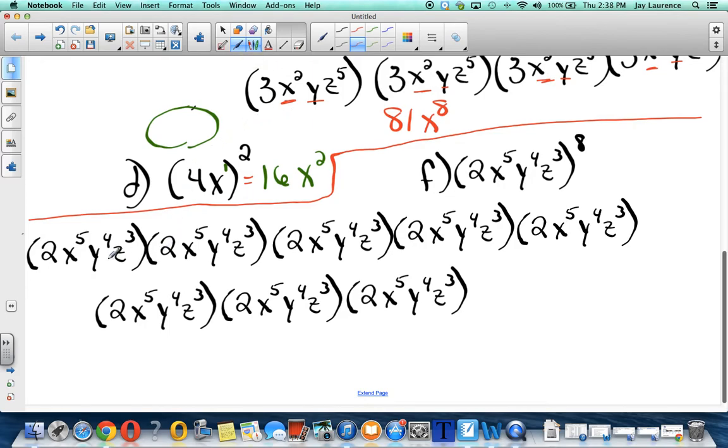So I'm going to multiply all those 2's together. 2 times 2 is 4, times 2 is 8, times 2 is 16, 32, 64, 128, 256. 256. Let's do x to the 5th. Look at all those x to the 5's. 5, 10, 15, 20, 25, 30, 35, 40, right? X to the 40th. Let's do the y's. 4, 8, 12, 16, 20, 24, 28, 32. Y to the 32nd. And then finally my z's.